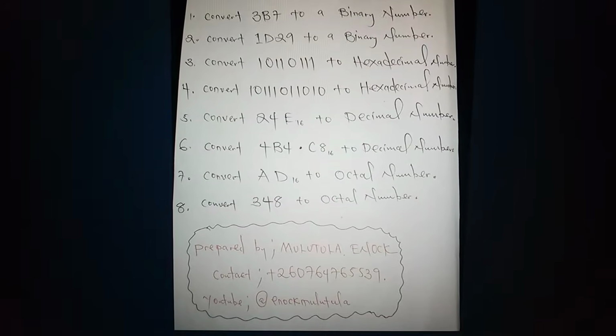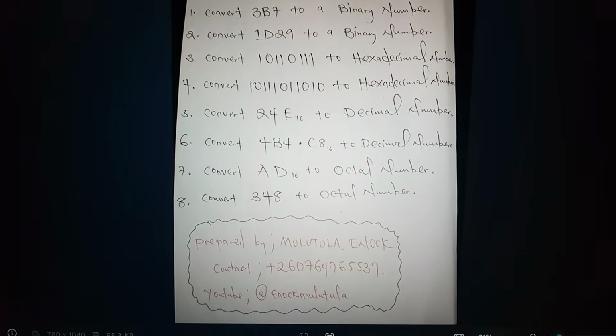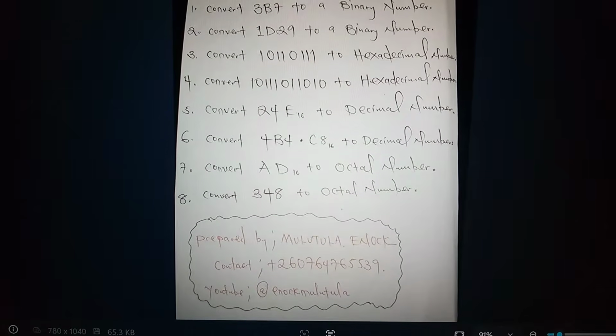So they are saying convert 348 to an octal number. We have been given 348, and they are telling us to convert it into an octal number. So what I'm going to do is get that number and divide it by 8. So I'm going to write remainder, 348, that is 8.